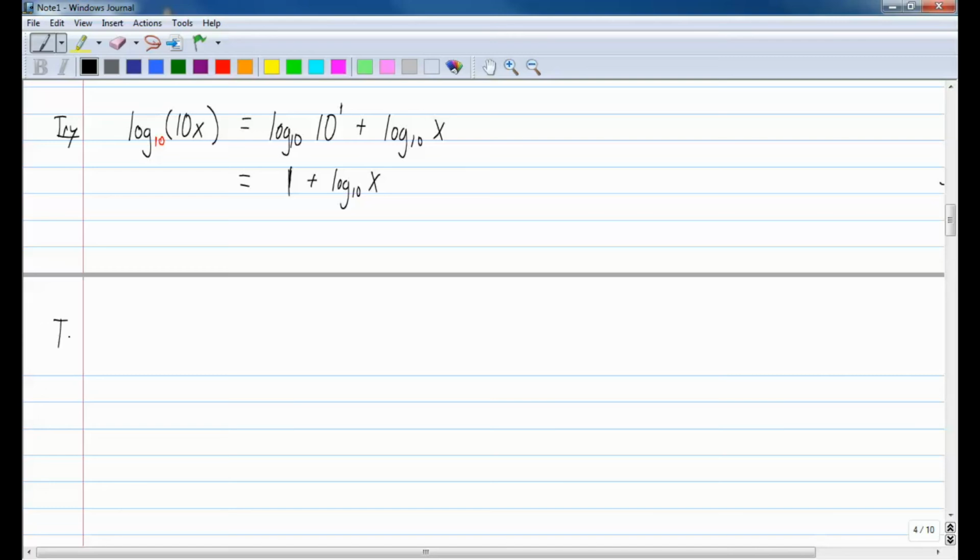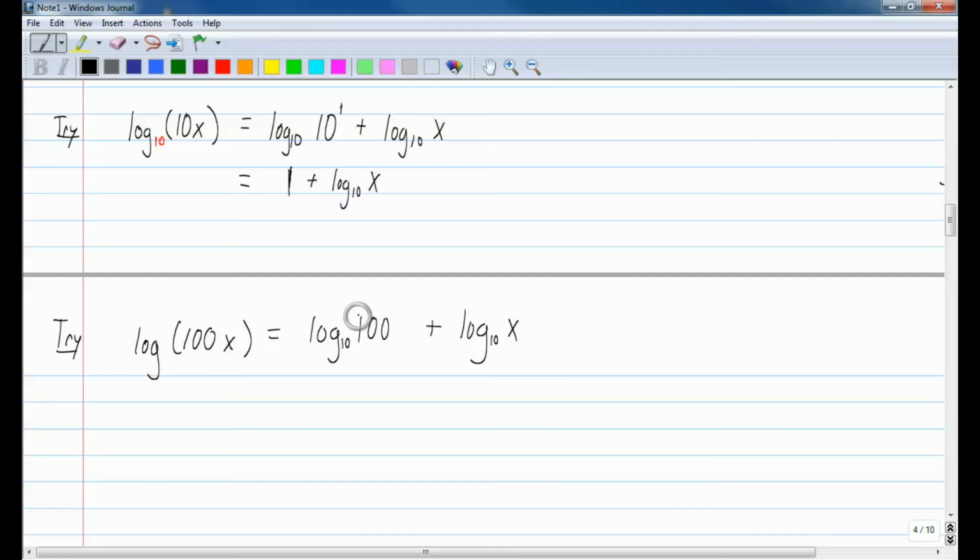Alright, let's try one more. What if I have log of 100x? So first write this as log of 100 plus log of x. Now remember, again, the base is 10 if it's not written. So if you want to write it in there, that's fine.